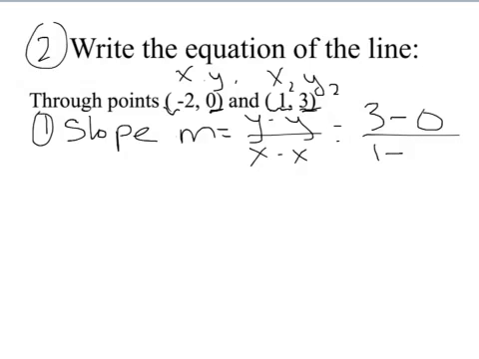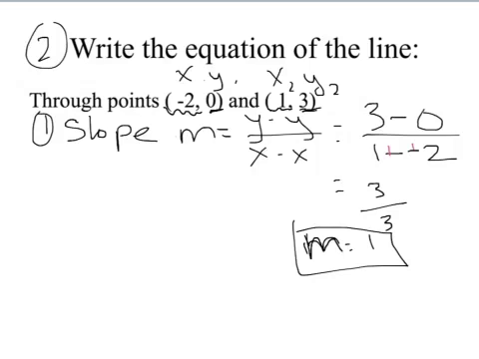1 minus, now be careful here because it's minus -2. And we know that minus a negative right away turns into plus a positive. So we don't want to waste any time switching that over. So it ends up being 3 over 3, which ends up being just a positive 1. So my slope is 1. So that's just step 1.